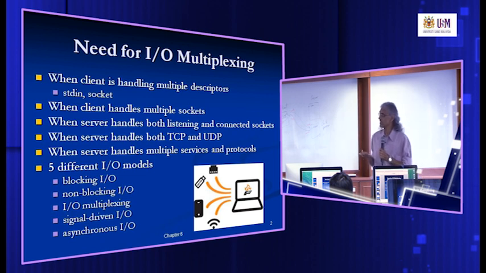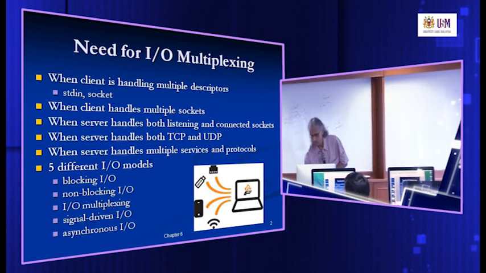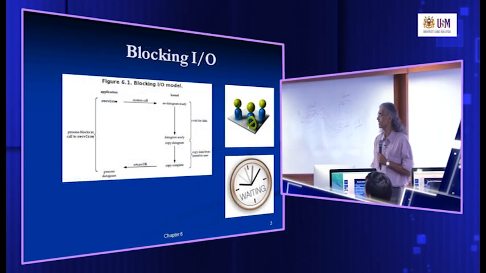So to do all these things, there are five different input-output multiplexing models to handle this. Right? This is what we're going to look at today. So the first one is blocking I/O.